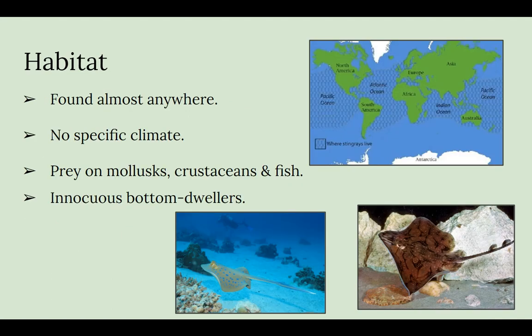They're found almost anywhere in the world, from tropical to near-Arctic waters. On the map, the shaded region is a rough idea of where you can find them. Because of the multiple locations, they don't have a specific climate. They typically prey on mollusks, crustaceans, and fish, and they do this by dropping on top of them from above and trapping them. They're innocuous bottom dwellers, so you can often find them half buried on the ocean floor.